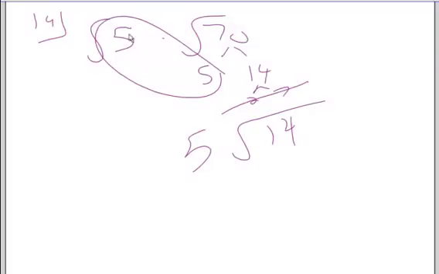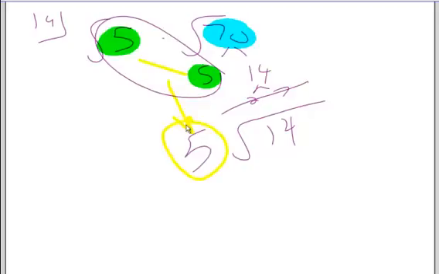So same idea for 14. As I look at 70, I want to look for factors of 70 that include a 5 so I can have a pair. Once I have that pair, we're going to put that on the outside. The other factor of 70 is 14. 2 and 7 do not make a pair, so they go back together as 14.